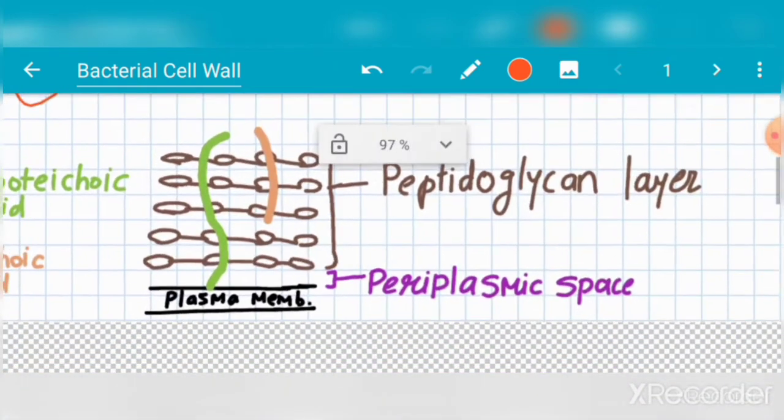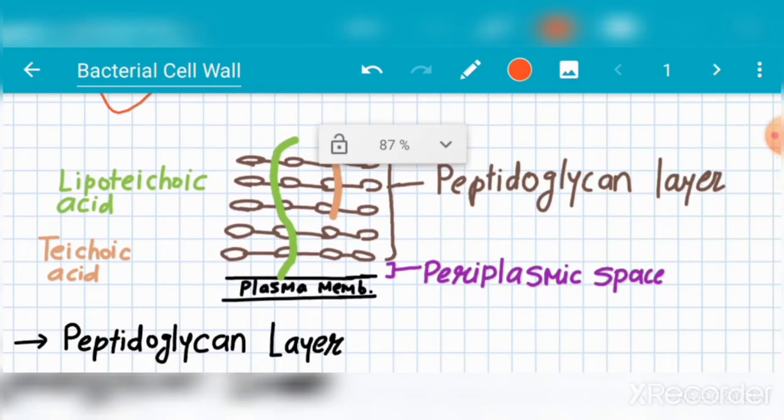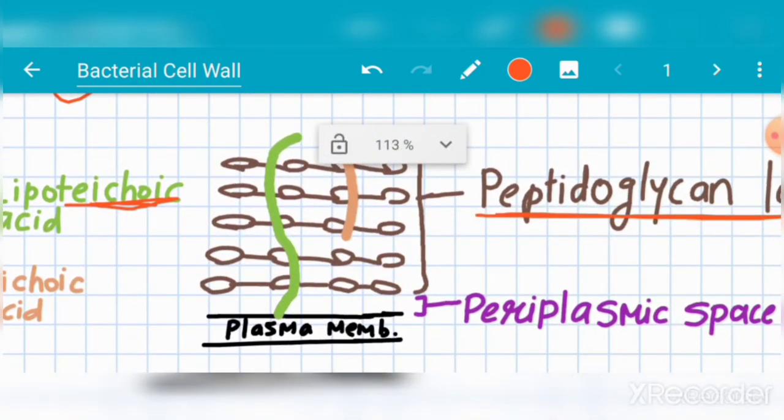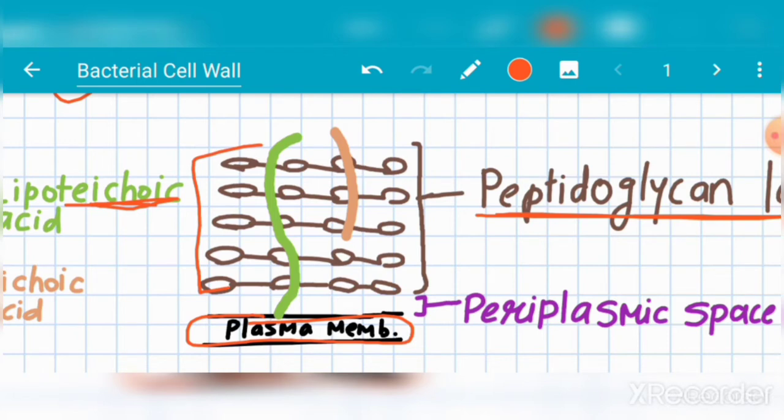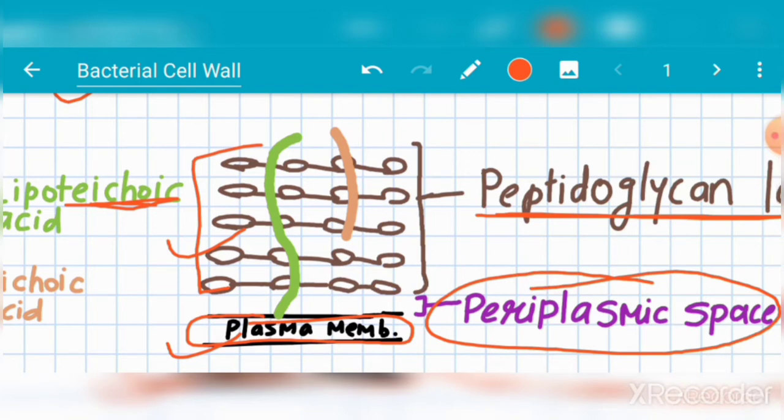In gram-positive bacteria, we have two main components in the cell wall. One is the peptidoglycan layer and the other one is teichoic acid. As you can see here, this is a plasma membrane and this is a peptidoglycan layer. Between these two layers, we have a space known as the periplasmic space. It doesn't have any structural component, but it separates the plasma membrane from the peptidoglycan layer.